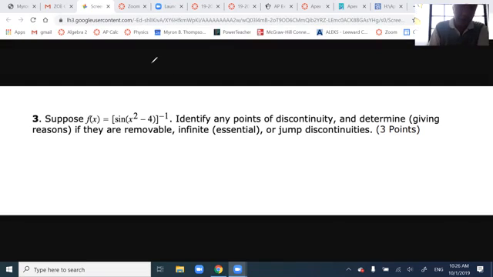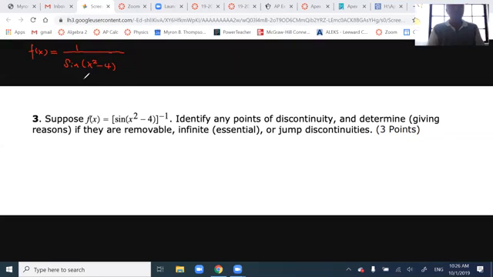Okay. So when you look at this question, first you can rewrite this one as this. You can rewrite it as what? f(x) equals 1 over sine of (x squared minus 4). You write it like this, you can see clearly, okay?